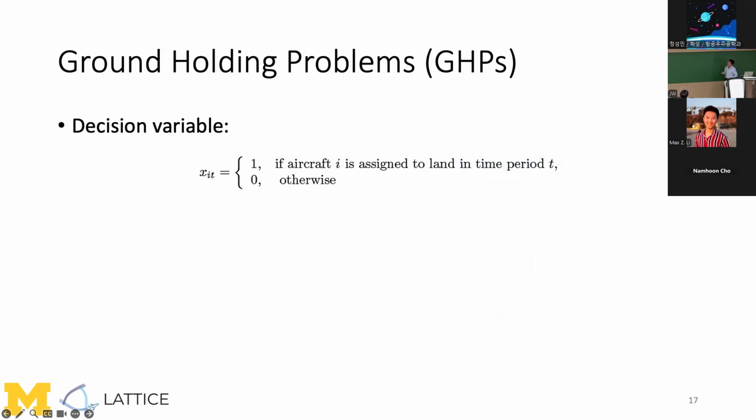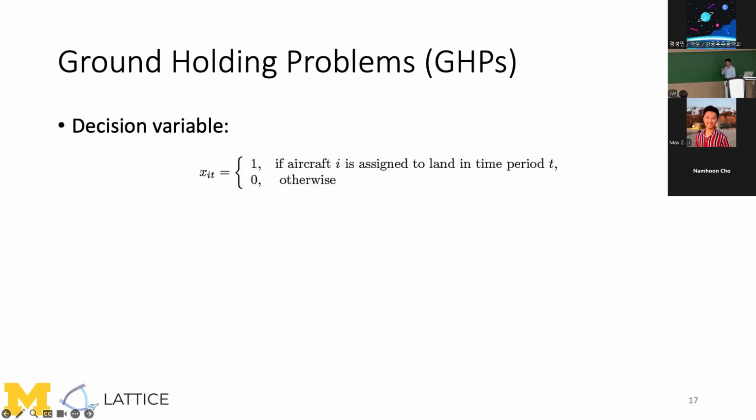I like looking a lot at these discrete scheduling problems. This is basically a delay allocation or a scheduling problem where my decisions are all going to be binary decisions. One if I allow aircraft i to land in time period t, and zero is no, I'm not going to allow you to land at this time. So this forms the basic framework of what's called the deterministic single airport ground holding problem.